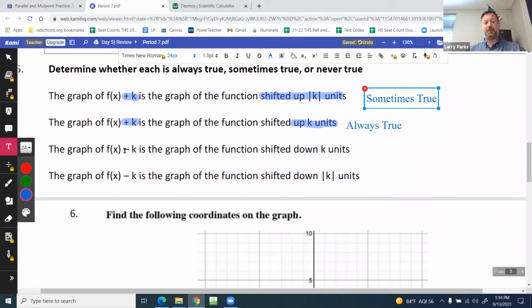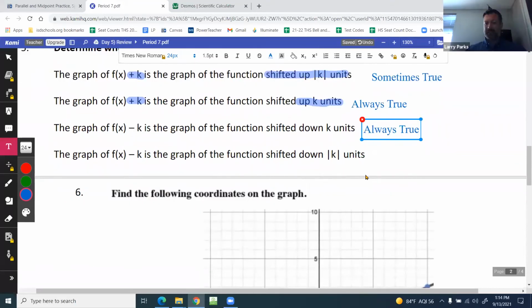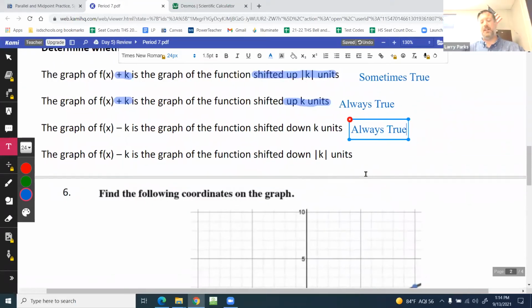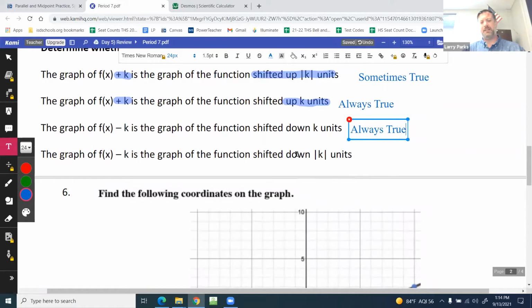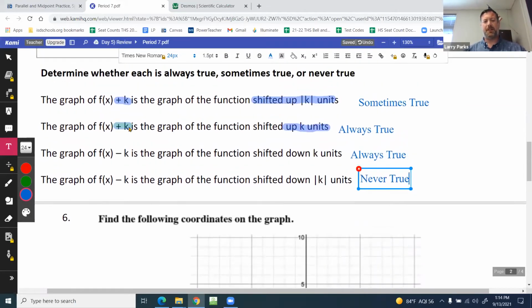The graph of f of x minus k is the graph of the function shifted down k units. That's always true. The graph of f of x minus k is the graph of the function shifted down, make it positive units. Minus moves it down. That would always move it up. So that'd be never true. Okay. In other words, plus k moves it up, negative k moves it down. You don't have to look at the absolute value of it.